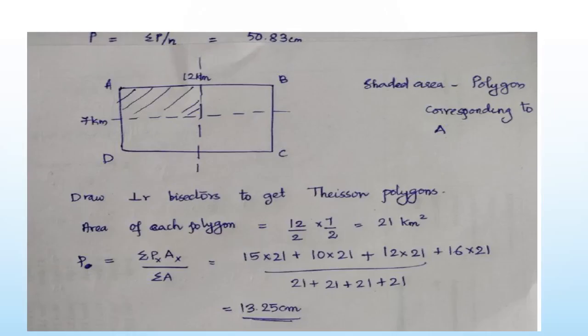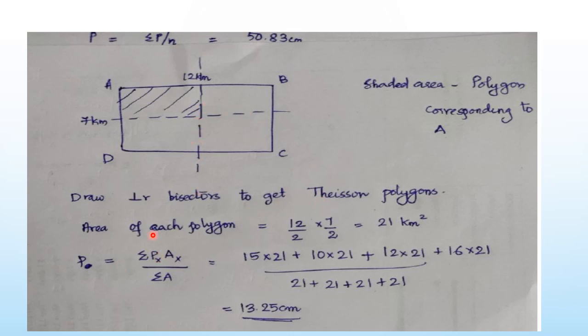So let's solve the problem. So this will be like this. If you draw a bisector through the center of the line joining the two rain gauge stations, it will come like this. Similarly, if you draw the four lines, they will intersect at the center point and four small triangles will be formed. So the area of one triangle will be 12 by 2, that is 6, into 7 by 2, that is 3.5. So 6 into 3.5 will be the area of one triangle. Like that you have four triangles.